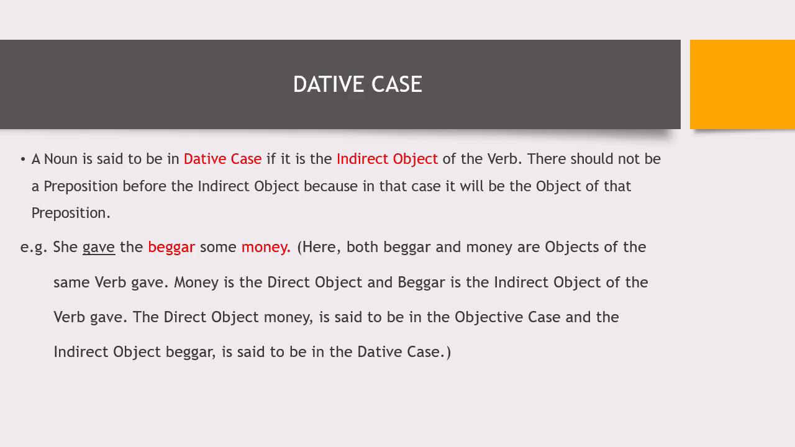Dative case. A noun is said to be in dative case if it is the indirect object of the verb. There should not be a preposition before the indirect object, because, in that case, it will be the object of that preposition. For example, she gave the beggar some money. Here, both beggar and money are objects of the same verb, gave. Money is the direct object, and beggar is the indirect object of the verb gave. The direct object money is said to be in the objective case, and the indirect object beggar is said to be in the dative case.